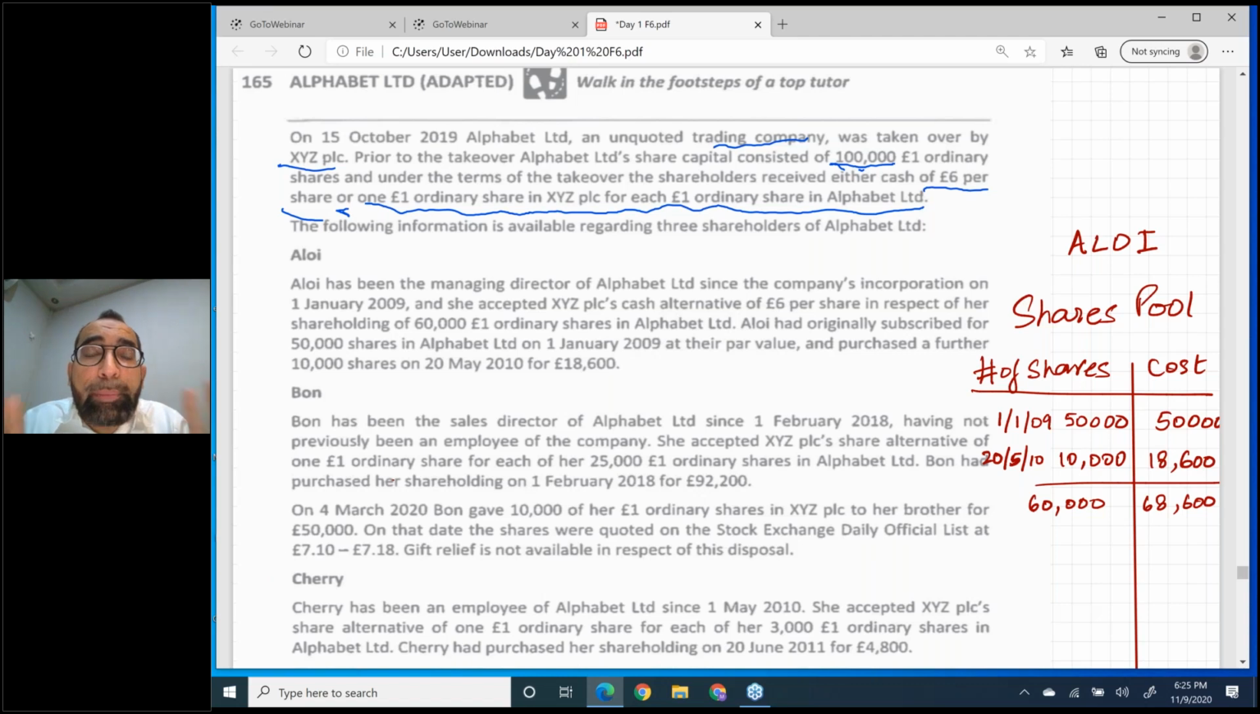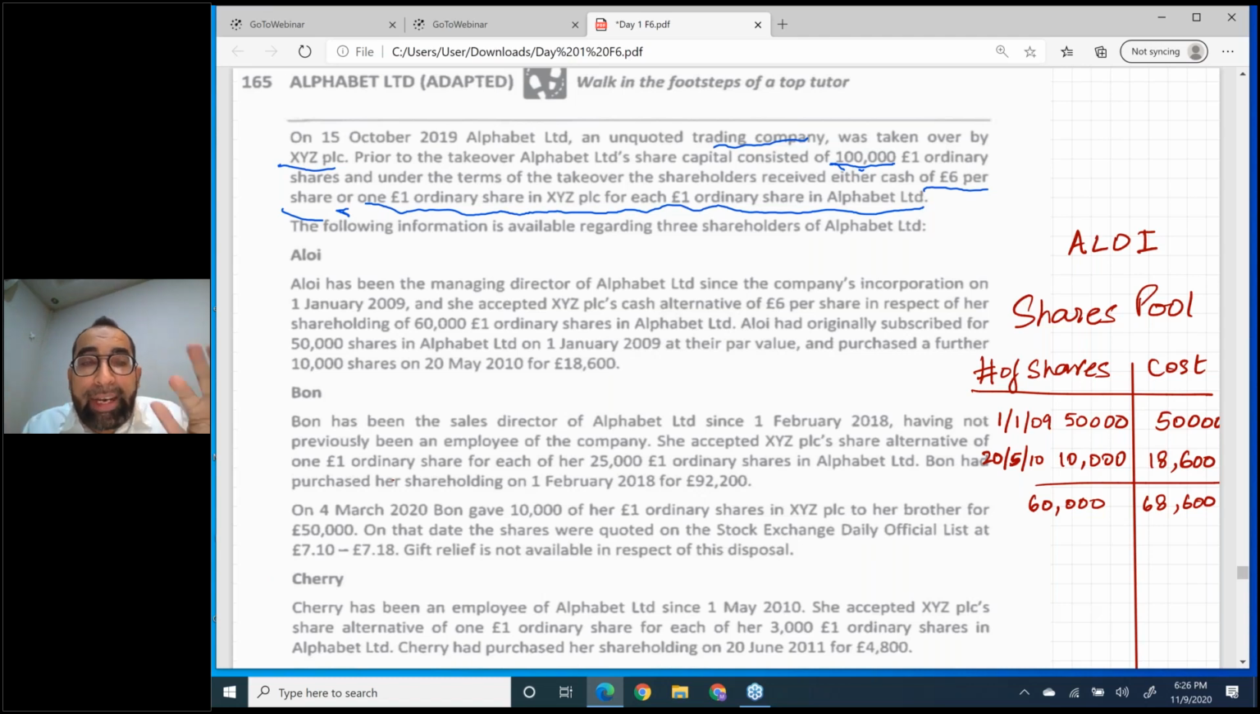So this is a comparatively easy question. There are no preference shares. This is a very simple transaction. As a shareholder, you have two options and you can opt for only one.